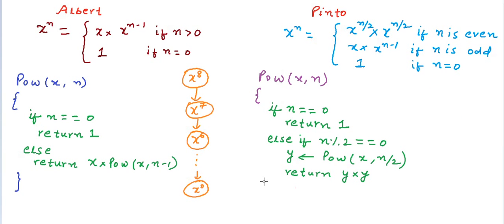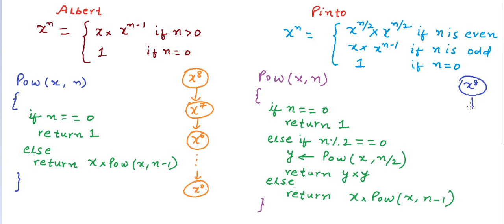And finally, if n is odd, which will be our final condition, then we simply return x into x to the power n minus 1. And this also works fine for all n greater than or equal to 0. So now when we want to calculate x to the power 8, we make a call to x to the power 4. So instead of reducing this to x to the power 7, we reduce the problem to calculate x to the power 4.